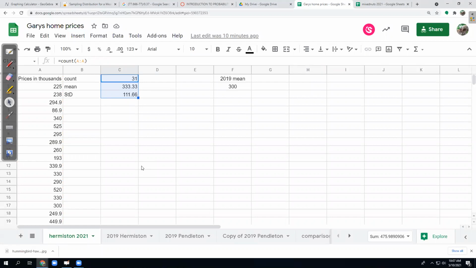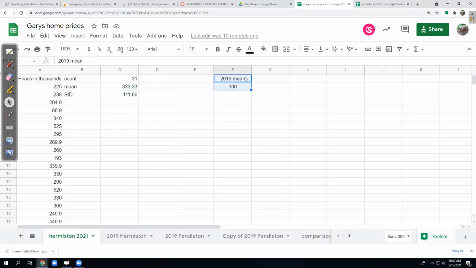Another thing I need is a hypothesis. I don't exactly have one yet. I have a question. It's not really a hypothesis. So a hypothesis needs a question or a claim, and then it needs some past knowledge, some prior information called the null hypothesis. So I'm going to go with my 2019 data. So I collected data back in 2019 in Hermiston, and there I found the mean house price was about $300,000.